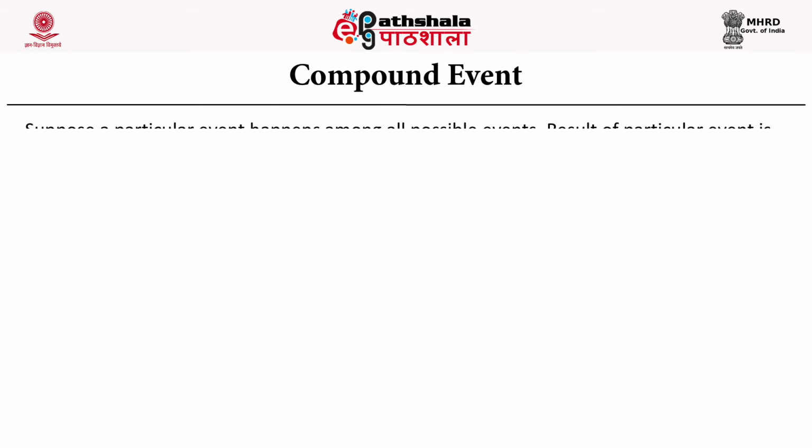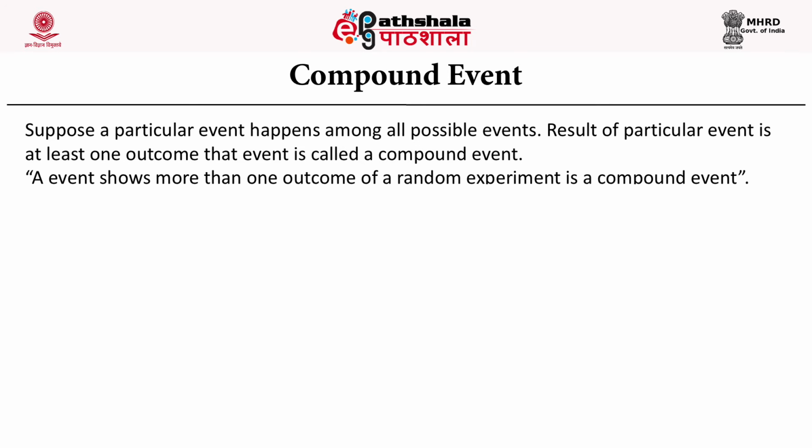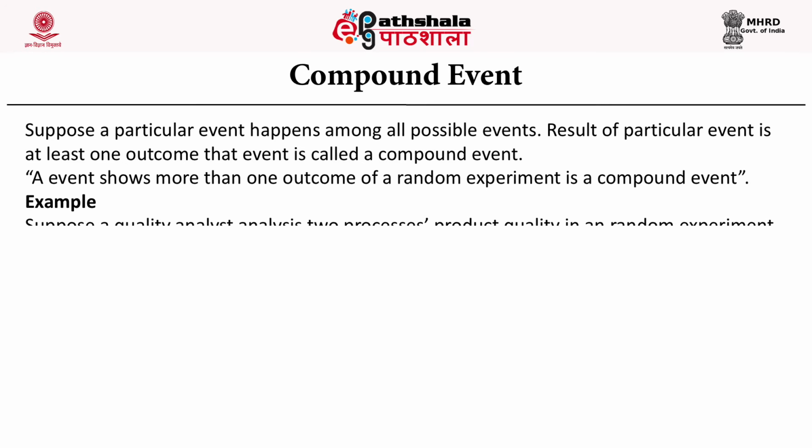Suppose a particular event happens among all possible events, and the result of the particular event is at least one outcome, that event is called a compound event. An event showing more than one outcome of a random experiment is a compound event.